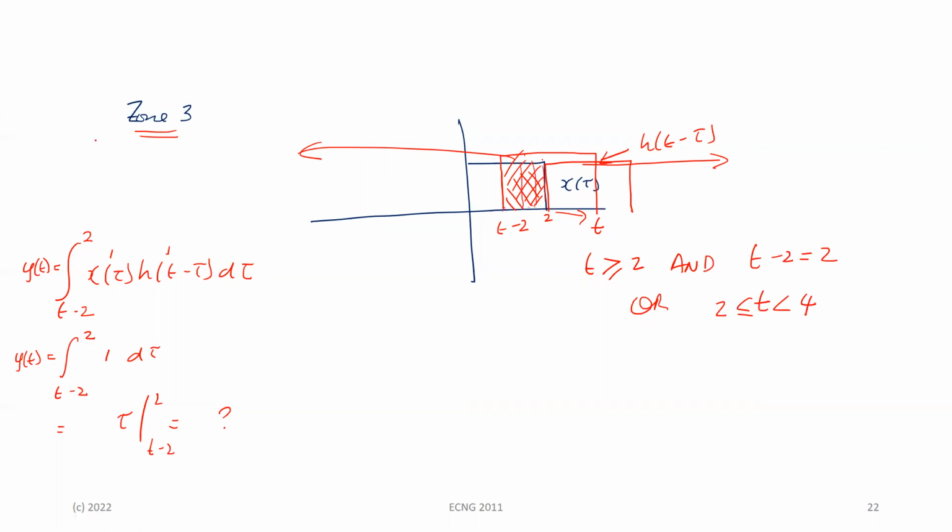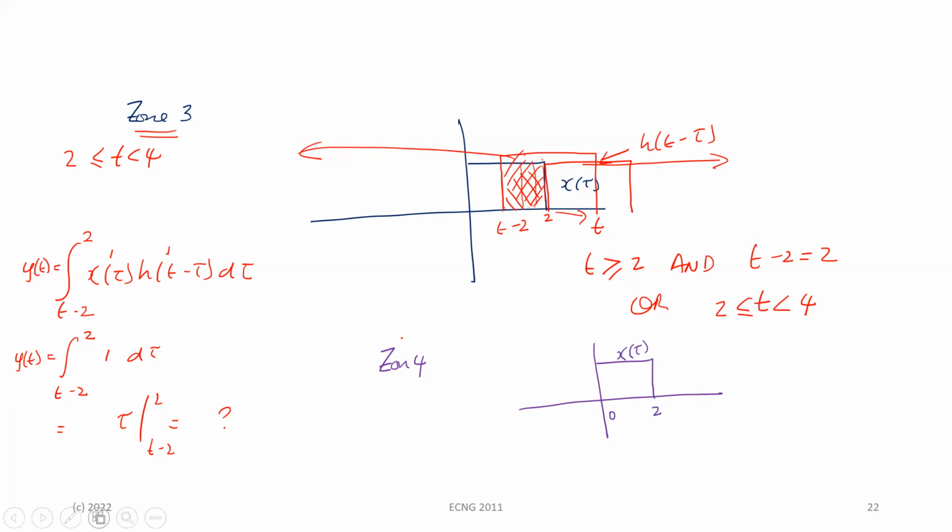Right? So zone 3, t less than 4, greater than or equal to 2, the answer is whatever that turned out to be. You all could work out that. That's simple. That's 2 minus t minus 2, so that will be 2 minus t. So you get that. And then the final zone, zone 4, we have x tau here, 0 to 2.